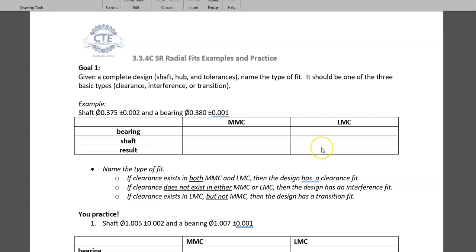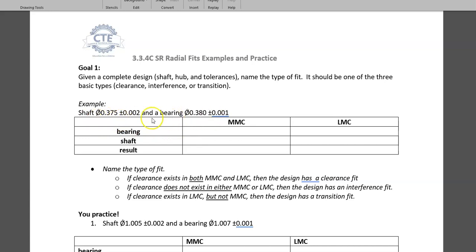So what I'm proposing here, whenever you have to create a fit, it's a good idea to create a chart, just like I have here on the screen. We're going to have to figure out MMC and LMC dimensions for bearings and shafts. Just remember, MMC is max material condition. That means the most material that's present. And LMC is the least material condition, the least material that's present. I'm going to figure out these dimensions and fill them into my chart.